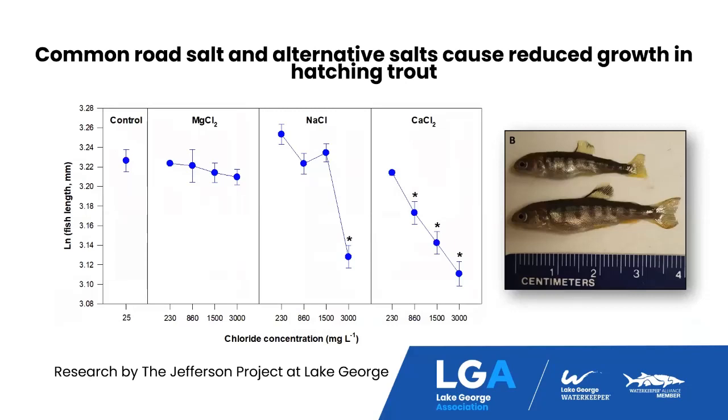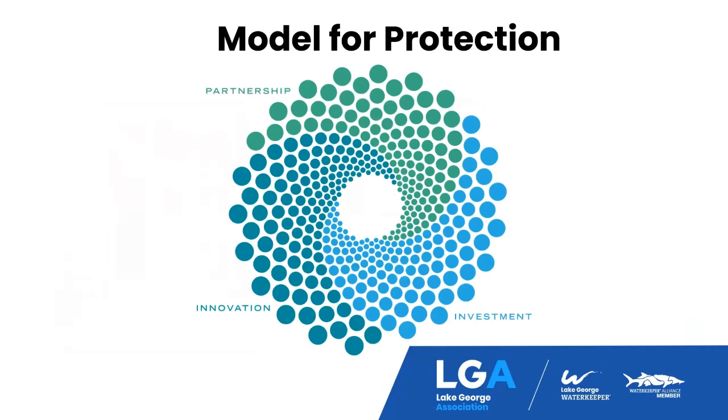I was referencing the impacts to trout hatchlings. This is again studied by the Jefferson Project, showing the impacts on the size of trout hatchlings, really a reduction of about 15% in the size of the trout hatchlings.